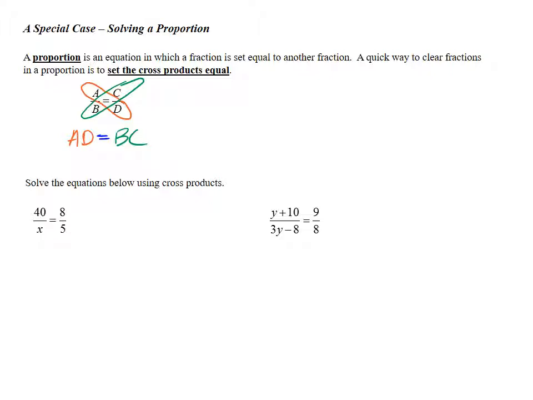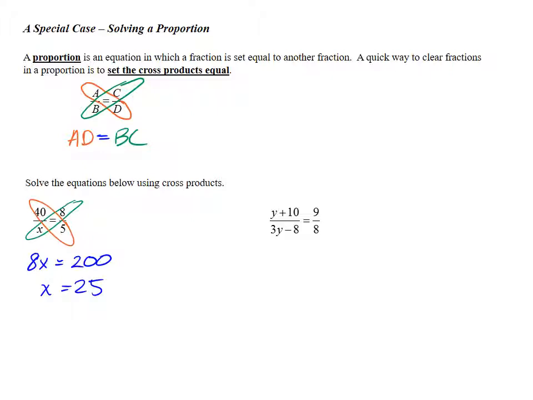Notice all fractions gone. And we can solve any rational equation that has this format using cross products. So let's give this a shot. 40 over x equals 8 over 5. Set cross products equal. So we'd have 8x equals 40 times 5. So 8x equals 200. Divide by 8, and we get x is equal to 25.